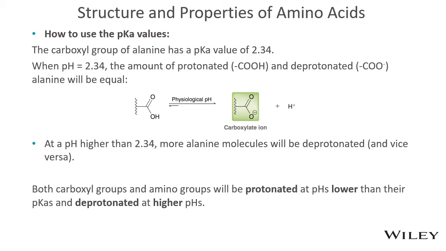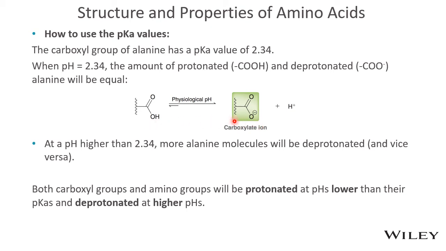So a pKa, by definition, is the pH at which the protonated version of a molecule and the deprotonated version exist at 50-50. So for example, the carboxyl group of alanine has a pKa of 2.34. So when the pH of the solution that alanine is in is equal to 2.34, the amount of the protonated carboxyl group, so this version, and deprotonated, so the carboxylate ion here, will be exactly equal.